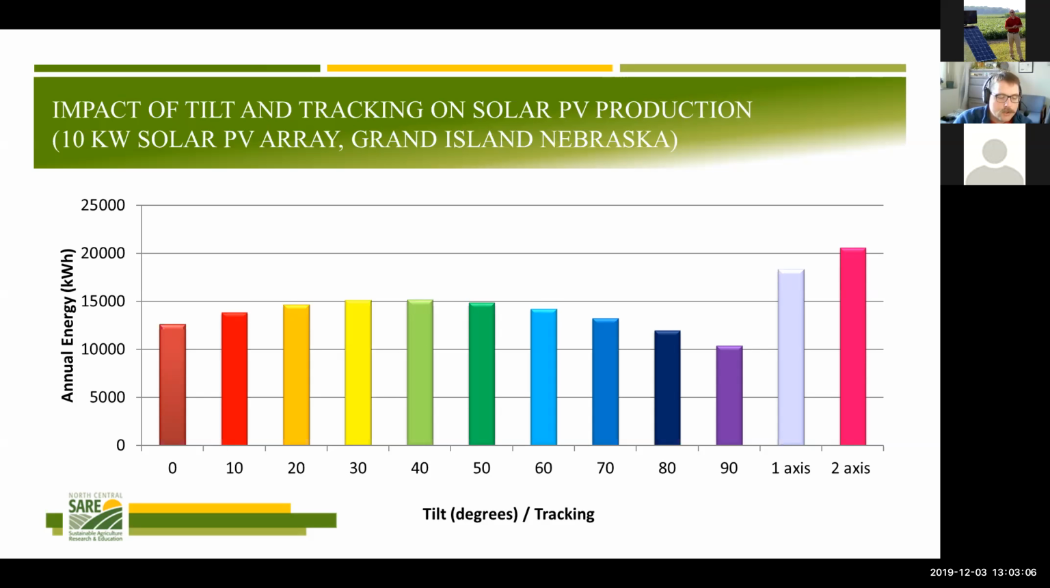So for most distributed systems, we don't see any tracking. But as we get into commercial and utility systems, very large systems, we add tracking. A lot of times the one-axis is the tracking that's added.